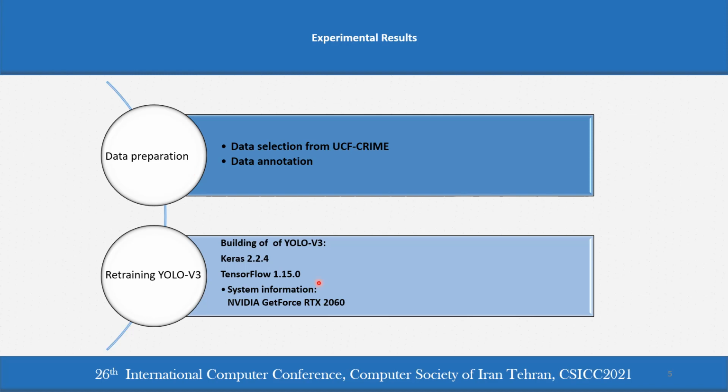The building of the YOLO version 3 model adopted the Keras 2.2.4 framework based on TensorFlow 1.15.0 and was modified using the Darknet-53 framework. To improve the human detector, the model was retrained on an NVIDIA GeForce RTX 2060 GPU.